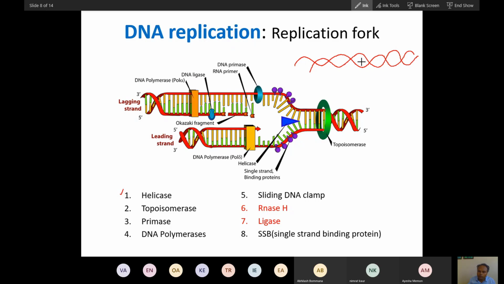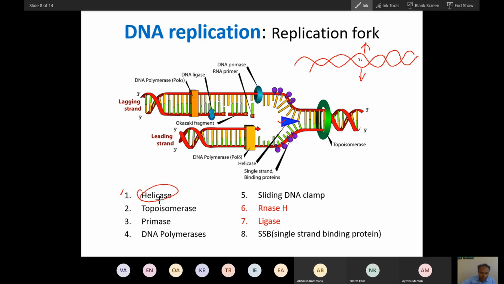The first protein that comes and breaks the hydrogen bond between this double stranded DNA, the nucleotides of this double stranded DNA. The enzyme that separates these two is called helicase. That breaks the helix structure. So helicase enzyme separates two strands of DNA from each other, breaking the hydrogen bond between these two. Okay, so this is helicase.